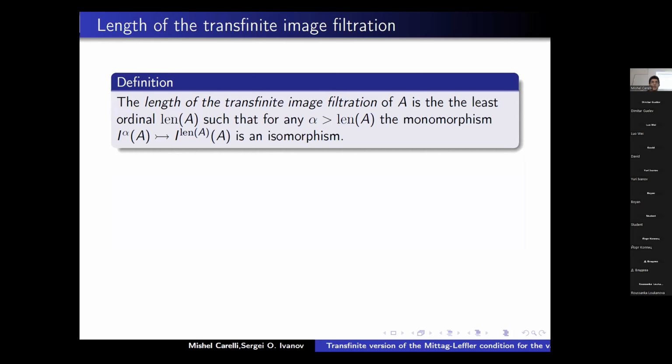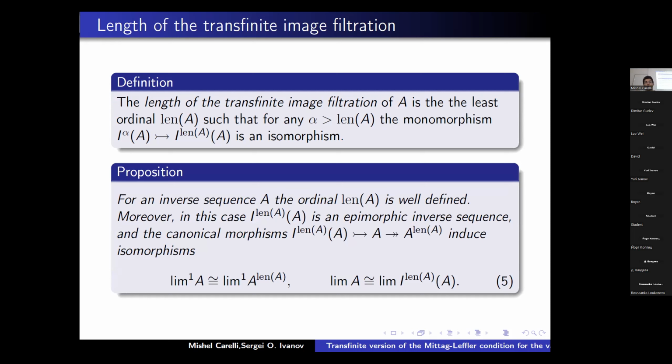Then we have the following definition: the length of the transfinite filtration. If we have some sequence A, the length of its transfinite filtration, or just the length of the sequence, denoted len A, is the least ordinal such that for any ordinal bigger than len A, the monomorphism from the alpha image of A to the len A image of A is an isomorphism. So basically it's the moment where the filtration stabilizes. We have a filtration, a decreasing chain of groups, and when it stabilizes, the next subgroup is the same as the previous one. That's the point we call the length of A.